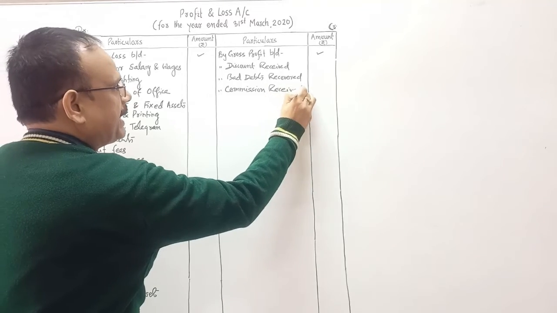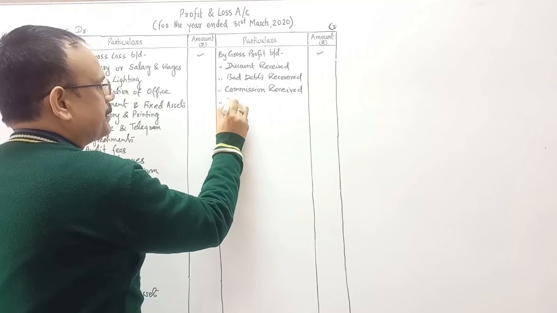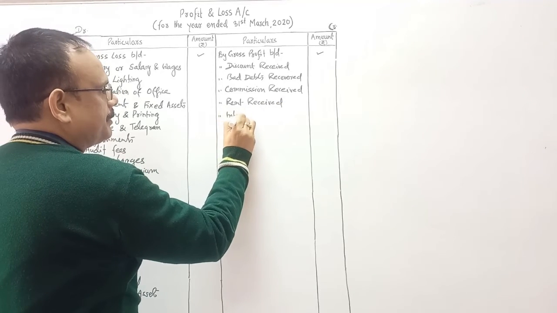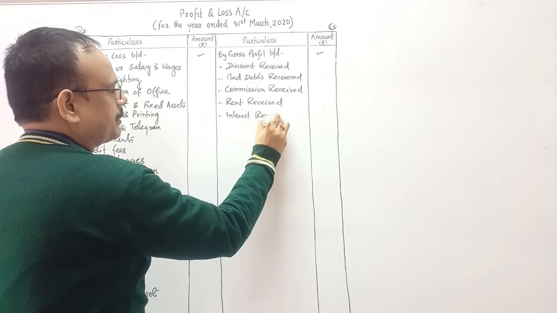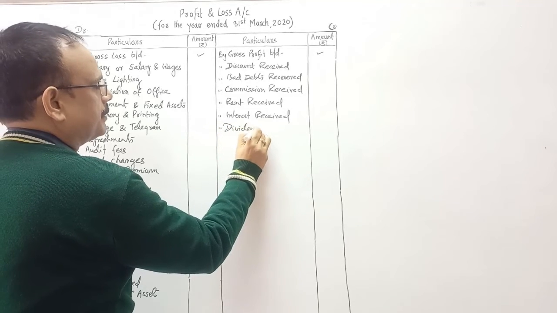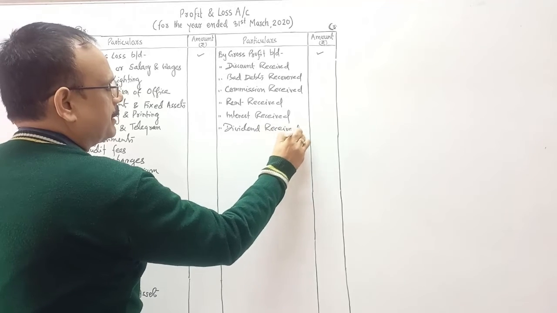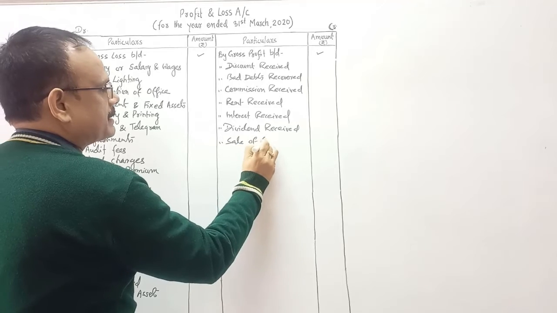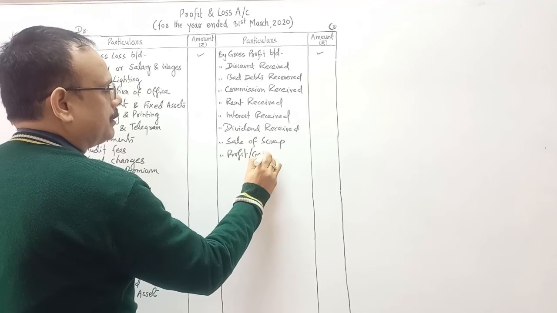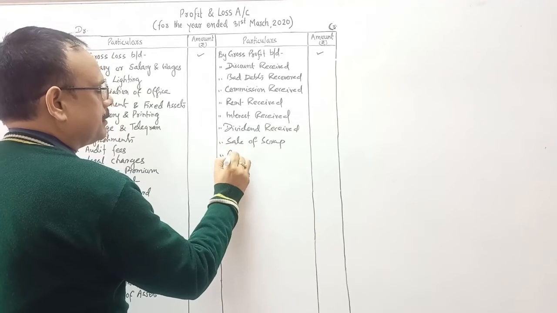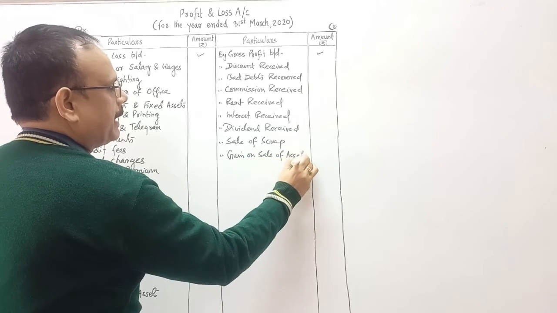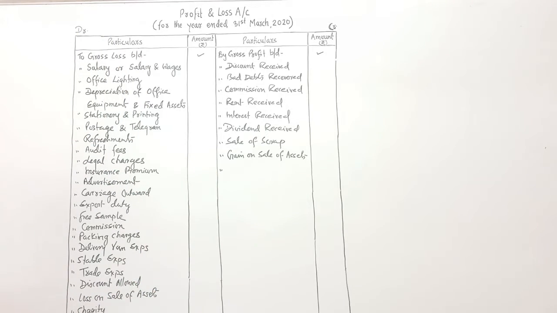If the commission has a credit balance, discount has a credit balance, rent received has a credit balance, interest received, dividend received, sale of scrap, profit on sale of assets, you can write gain on sale of assets.